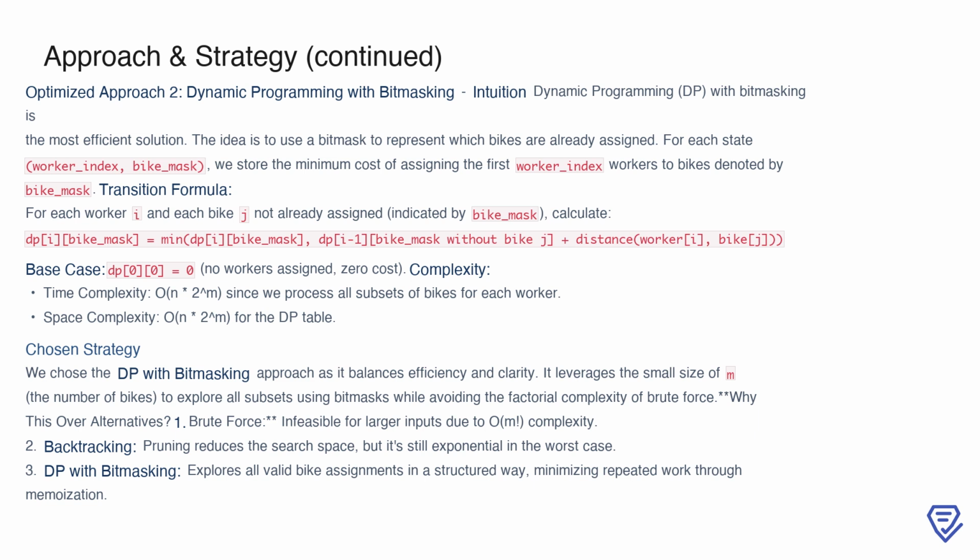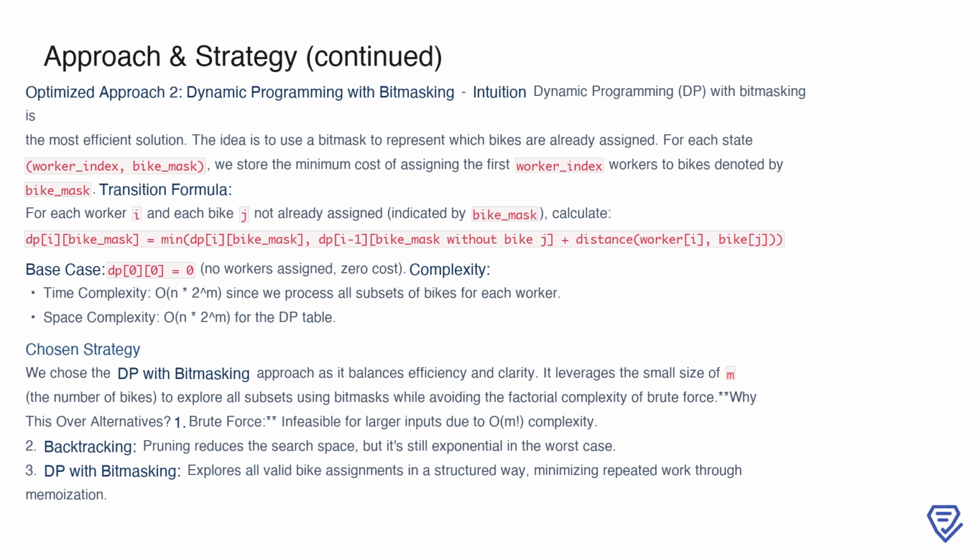The transition formula helps us compute the cost for new assignments. For each worker i and each bike j that isn't yet assigned, we calculate the minimum cost for the current state by considering the cost from the previous state plus the Manhattan distance between the worker and the bike. The base case of this process is straightforward: when no workers are assigned, the cost is 0.